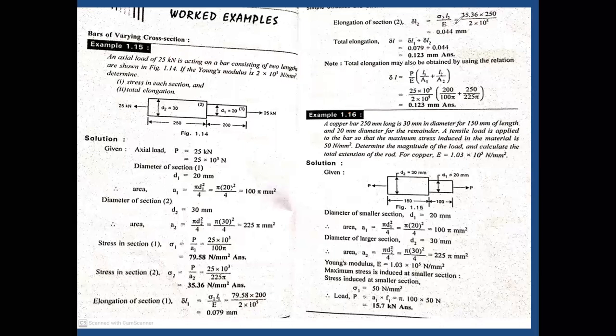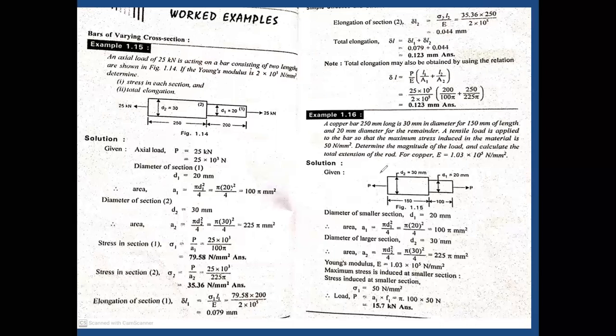So sigma L by E: 35.36 into 250 by 2 into 10 to the power of 5. The value will be 0.044 mm. So total elongation will be the summation of the individual delta L1 plus delta L2. The total delta L is 0.123 mm, the answer. So the total elongation may be obtained using this relation also, the formula we discussed previously.